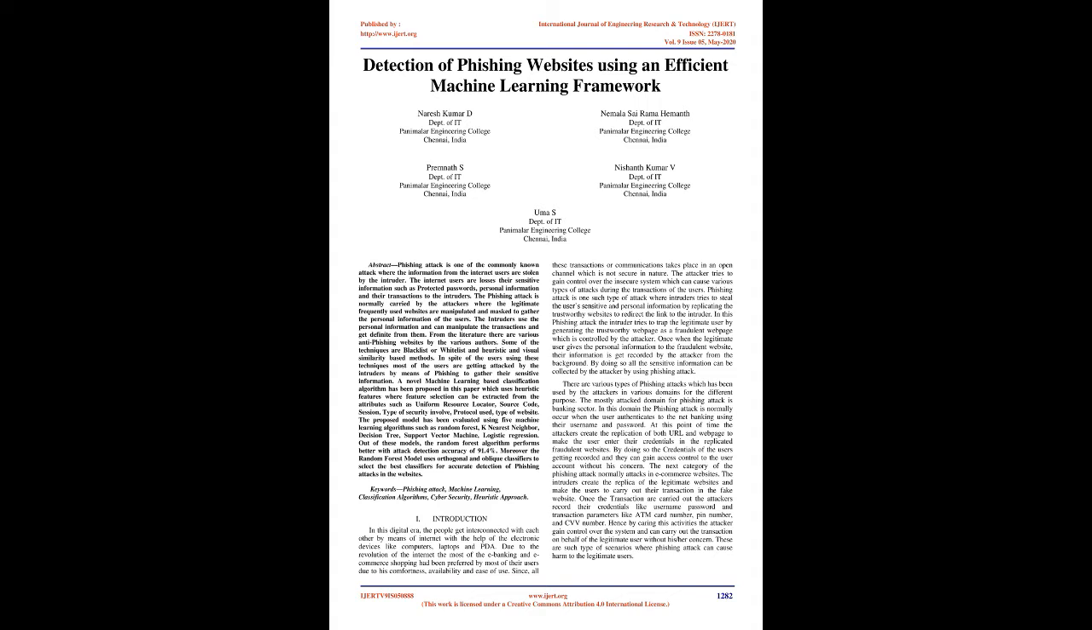Out of these models, the random forest algorithm performs better with an attack detection accuracy of 91.4%. Moreover, the random forest model uses orthogonal and oblique classifiers to select the best classifiers for accurate detection of phishing attacks in websites. Keywords: phishing attack, machine learning, classification algorithms, cybersecurity, heuristic approach.